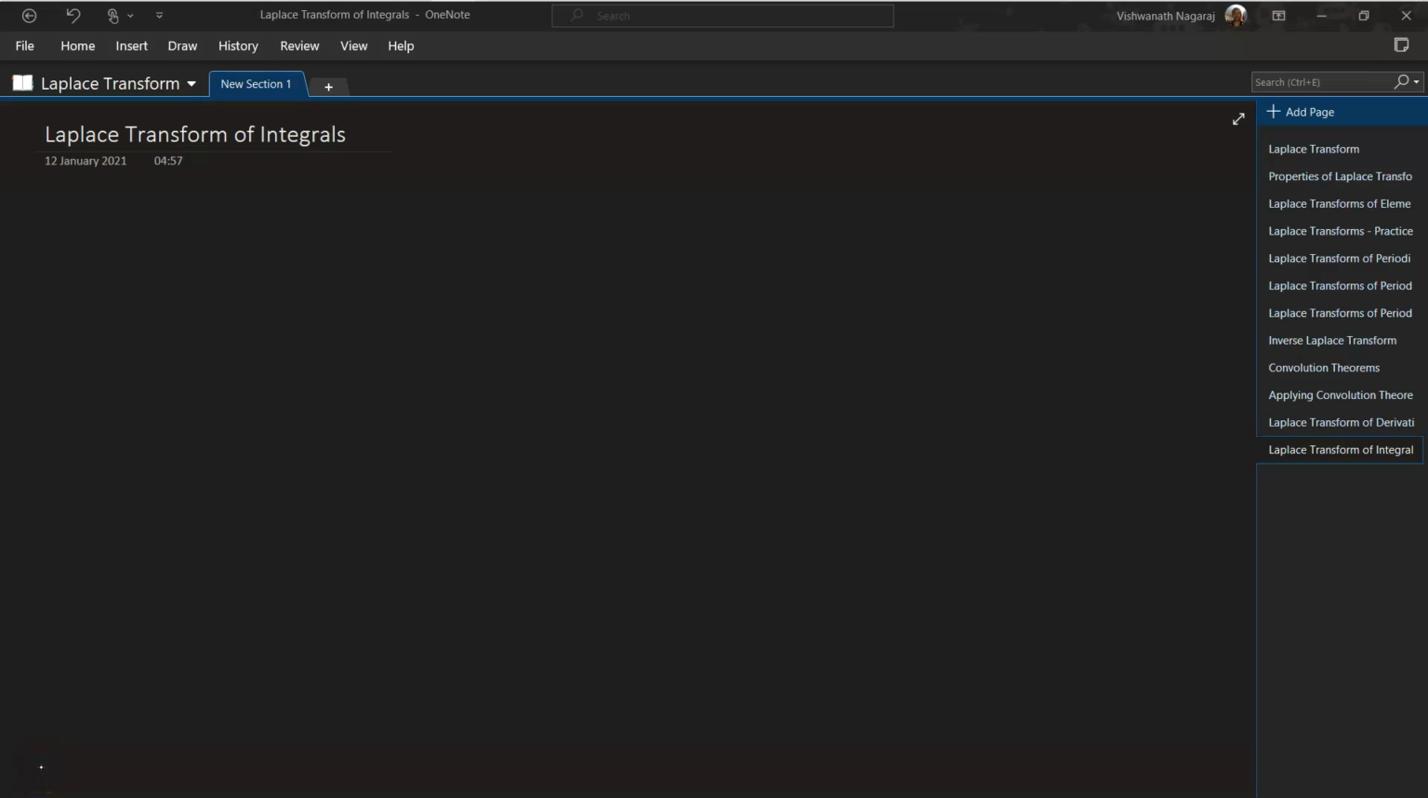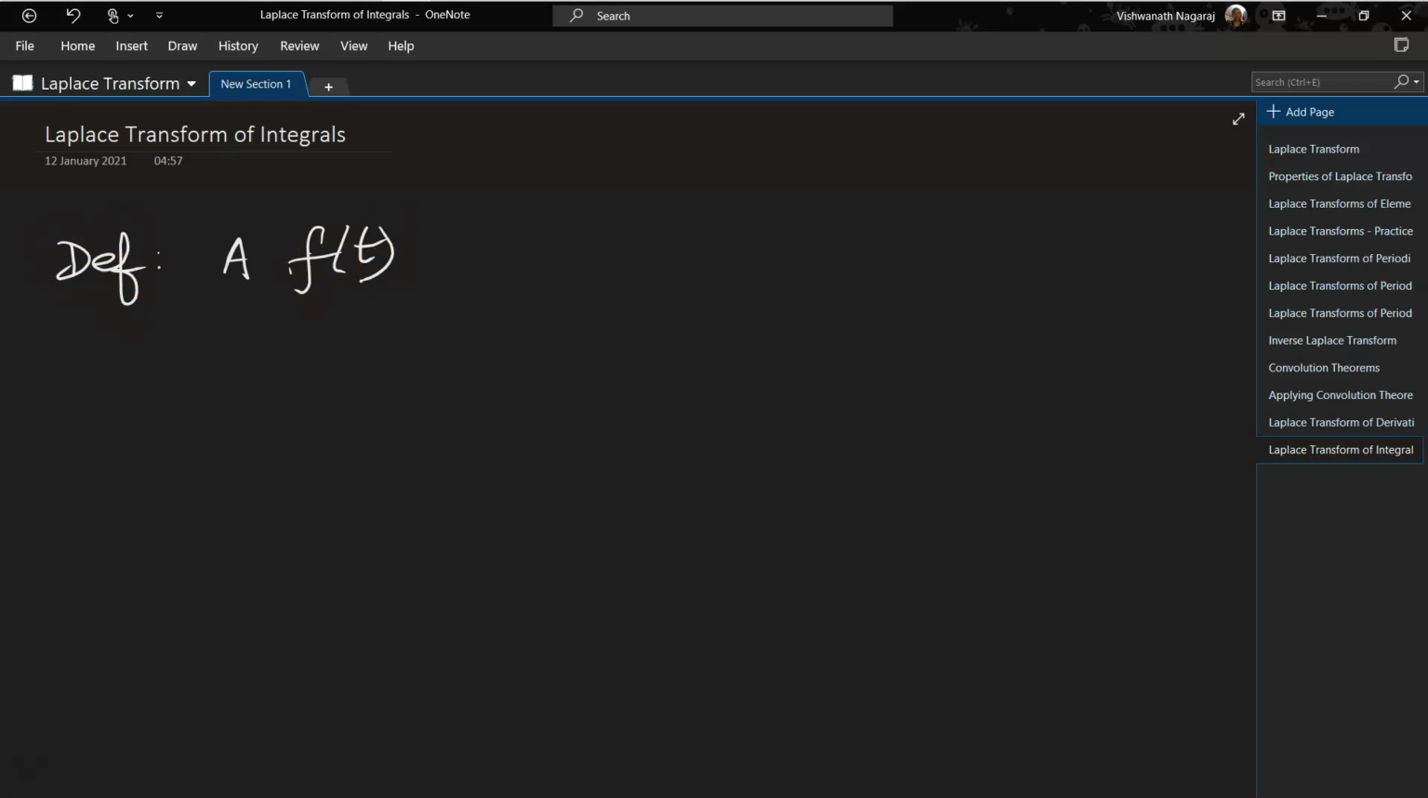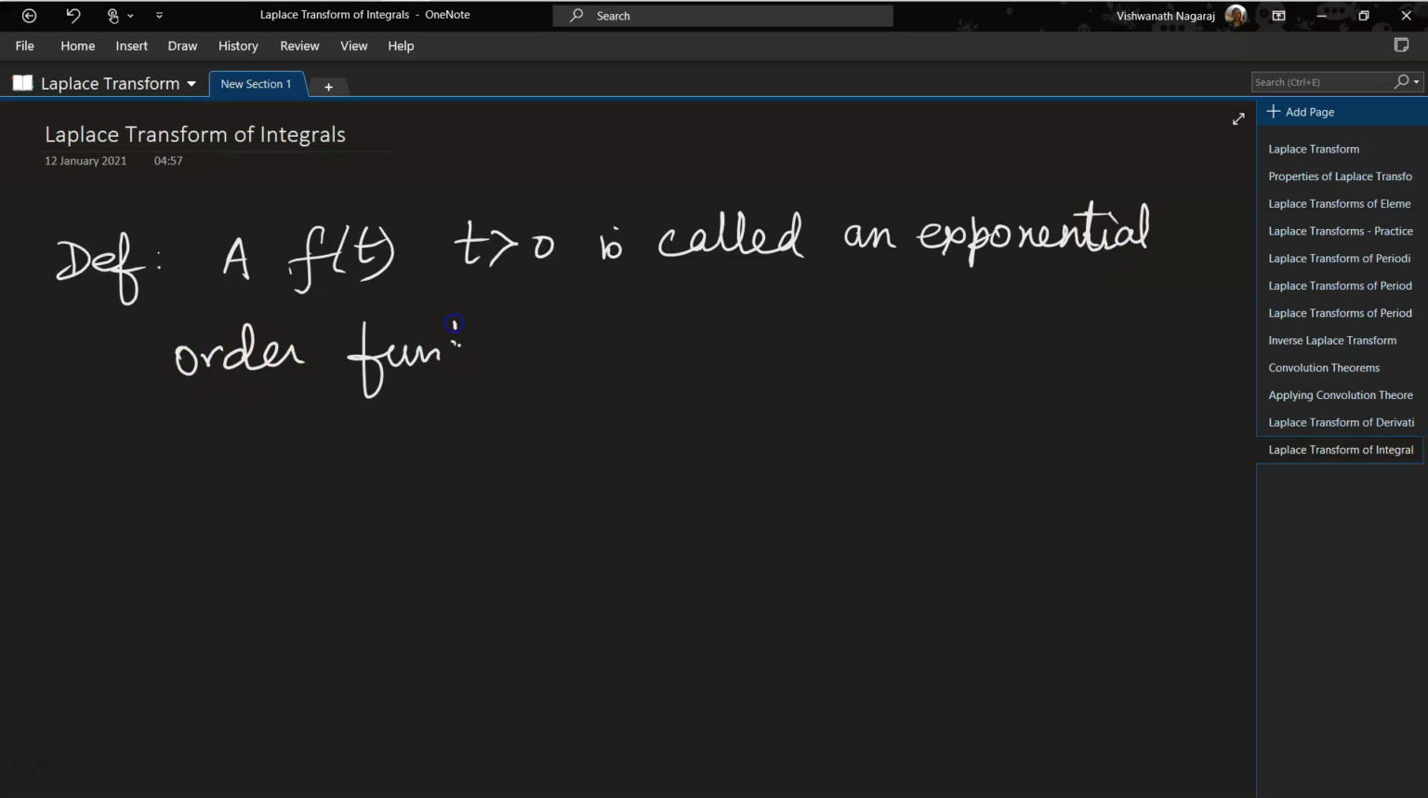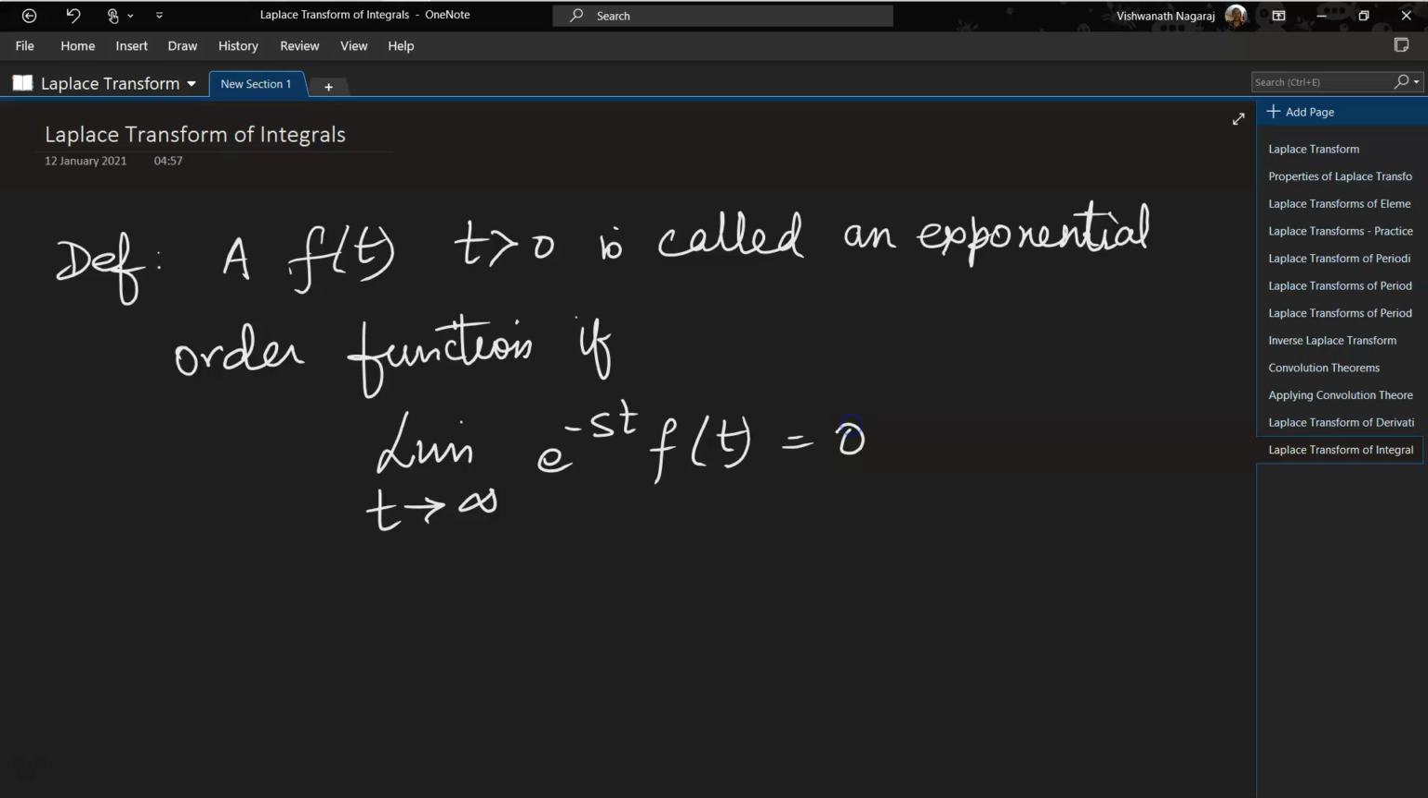Let's look at Laplace transform of integrals. Okay, let's begin with a definition. A function f of t defined for t greater than 0 is called an exponential order function if this limit is satisfied: limit as t approaches infinity of e to the power of minus st f of t equal to 0. So that is an exponential order function.